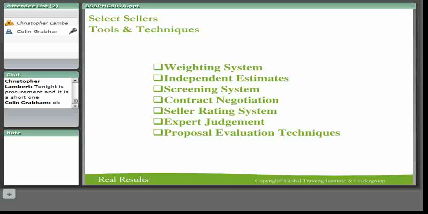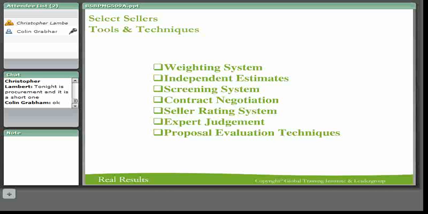And then there's the proposal evaluation techniques. A lot of these we've just talked about are actually proposal evaluation techniques: the weighting system, the independent estimates, screening, contract negotiation, and seller rating systems. So that makes sense? Yeah, okay.